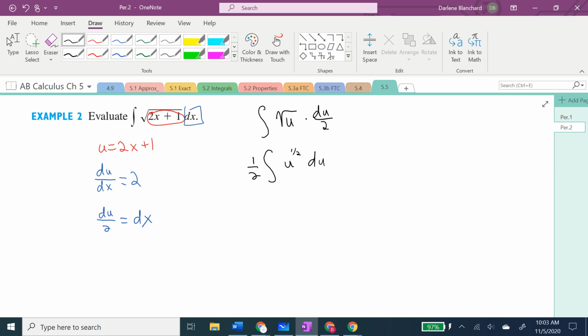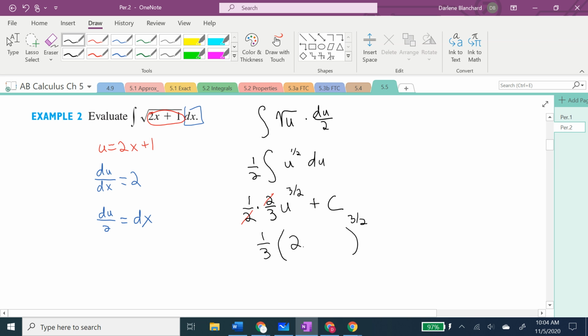So here I go. Add 1 to the exponent, and then divide by that new exponent or multiply by the reciprocal. I do have my constant multiple of 1/2 that I can't forget about. I have plus an unknown constant, and I need to go back to the original function. So these 2's will cancel each other out, and I will end up with 1/3 u to the 3/2 when the u is 2x plus 1.